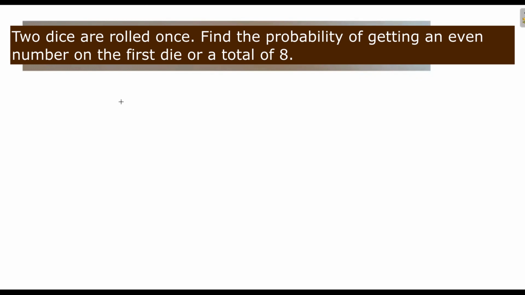Two dice are rolled once, right? What will be the sample space? Can you tell me? So 1,1, then you would be having 1,1, 1,2, 1,3, 1,4, 1,5, 1,6, and then you will be having 2,1, 2,2, 2,3, 2,4, 2,5, 2,6, keeps going, 3,1, 3,2.